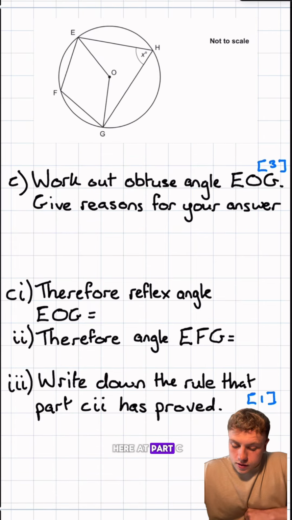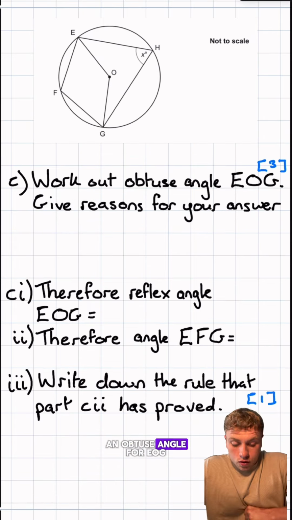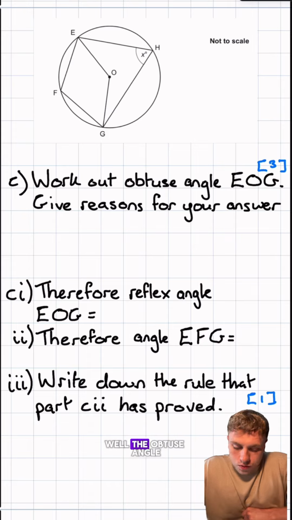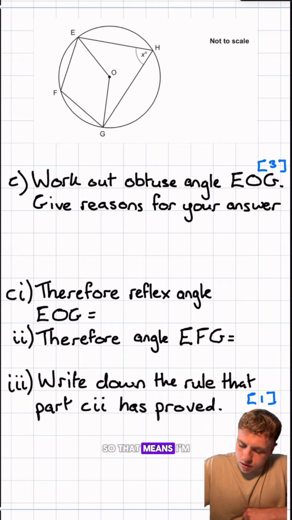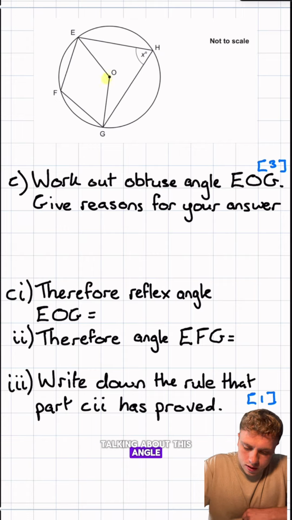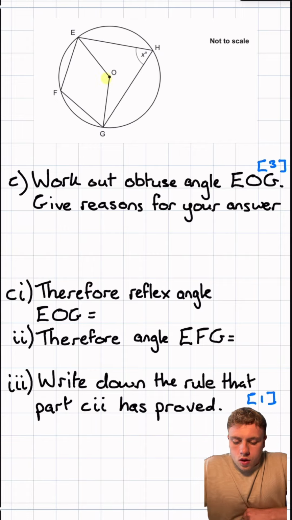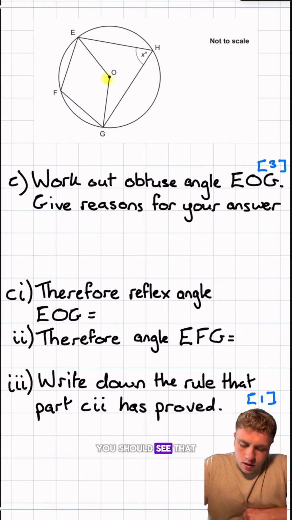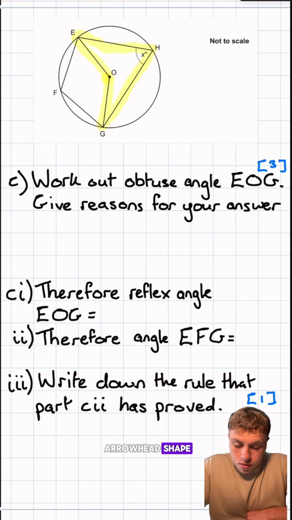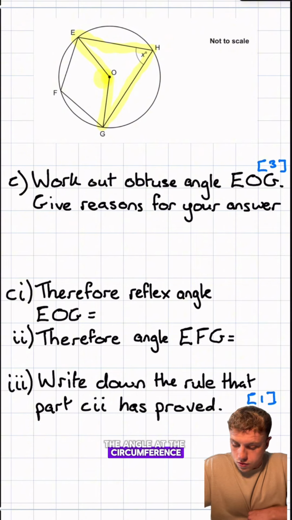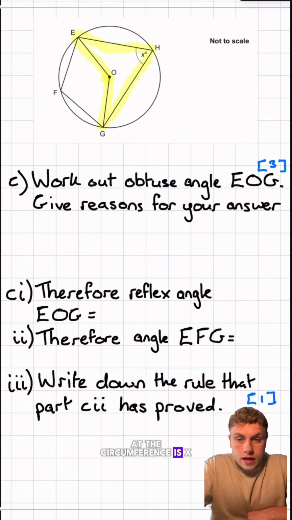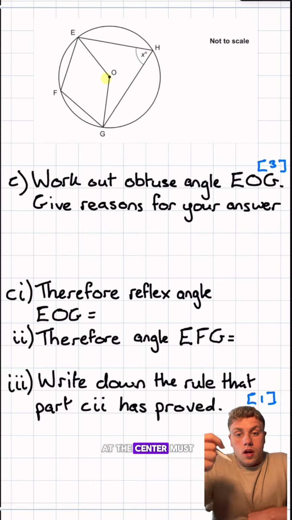So if we look here at part C, it says work out an obtuse angle for EOG. Well, the obtuse angle means that it is between 90 and 180. So that means that I am talking about this angle on this side. Well, to get that angle, you should see that we have got this arrowhead shape. When you've got an arrowhead shape, the angle at the center here is double the angle at the circumference. So if the angle at the circumference is x, that means the angle at the center must be 2x.